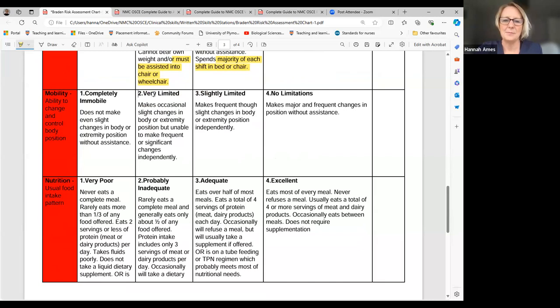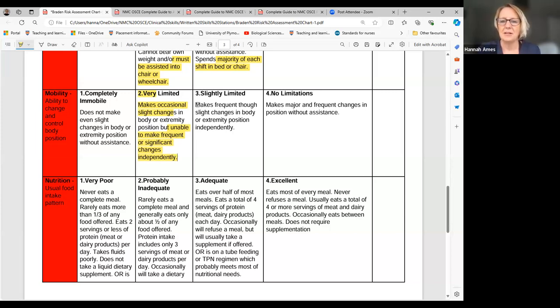Very limited is number 2. So the patient makes occasional slight changes in body or extremity position, but is unable to make significant changes independently. So it could be that your patient can move a little bit of their foot or their arm, but they can't make a change such as rolling onto their side to relieve pressure that way.